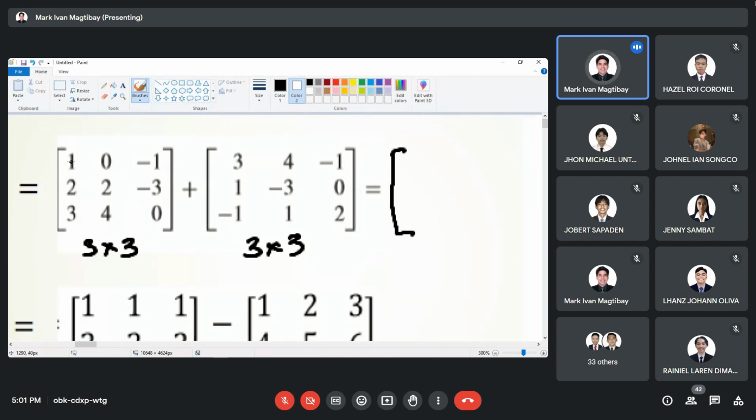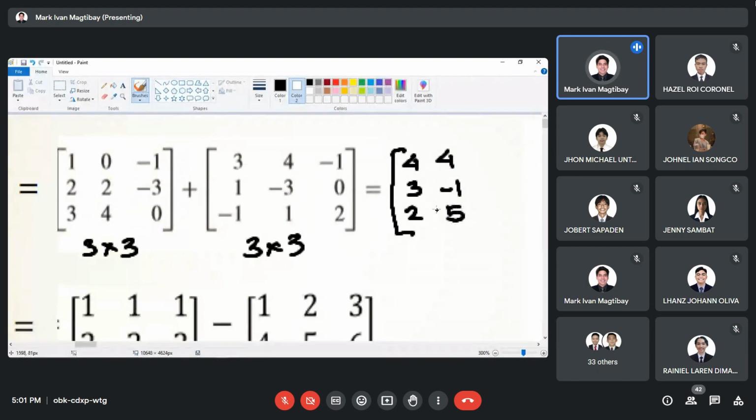Okay? So, A11 plus A11, 3 plus 3 is 4. 2 plus 1 is 3. 3 plus negative 1 is 2. Then we go to the second row, second column. So, 0 plus 4 is 4. 2 plus negative 3 is negative 1. 4 plus 1 is 5 po.